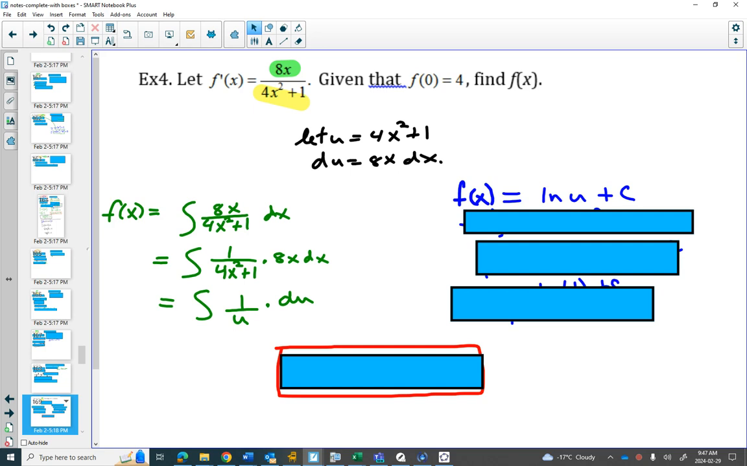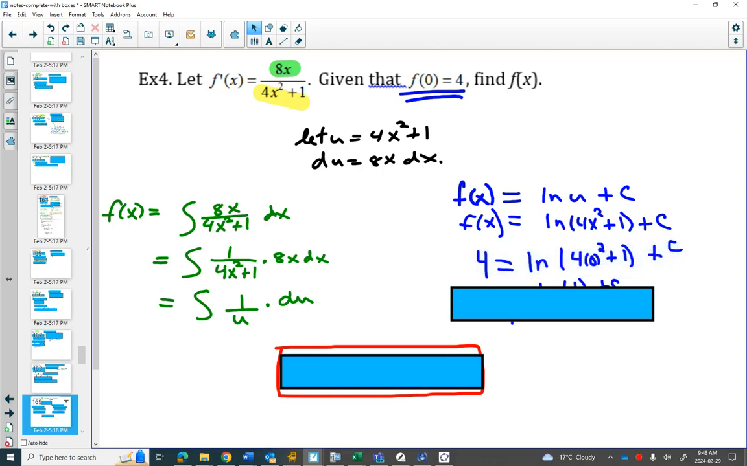And then this question gives us an initial condition, or we're given extra information. This means we can solve for c, because we know that when x is 0, f of x is 4, so we can plug that in. Zero for x, 4 for y, and solve for c. A little bit of mental math. You have to remember that natural log of 1 is equal to 0.